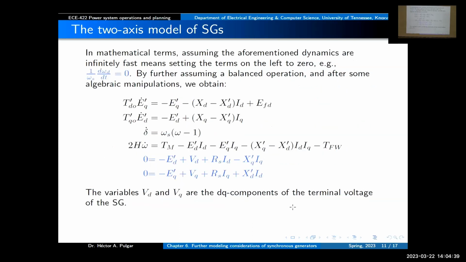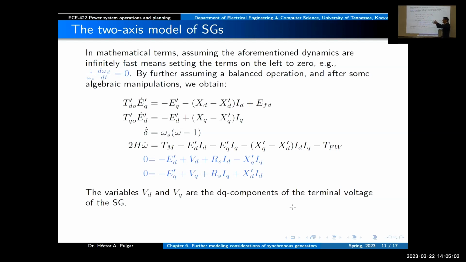So when we do that, that's the two-axis model. Why do we call it the two-axis model? Basically because we will have one equation for each axis, describing the dynamic behavior on each axis, the D and Q axis. And these are the two equations you can see right here.